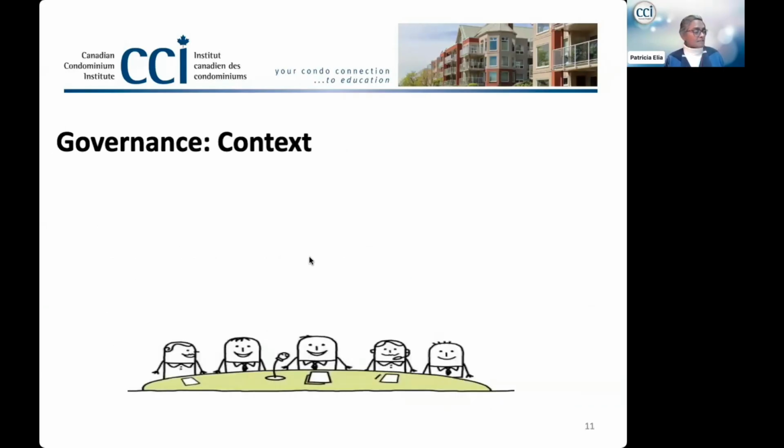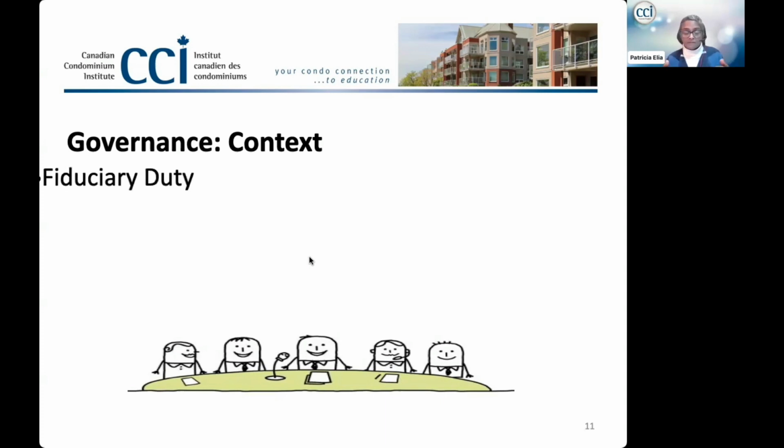Next slide, please. So that's all part of governance, and governance contextually encompasses, when we sit as directors, what are we supposed to do? Now, I've talked about the Act. We need to know it. We need to know the declaration, the bylaws, and the rules. We need to rely on our team. But we have a fiduciary duty.